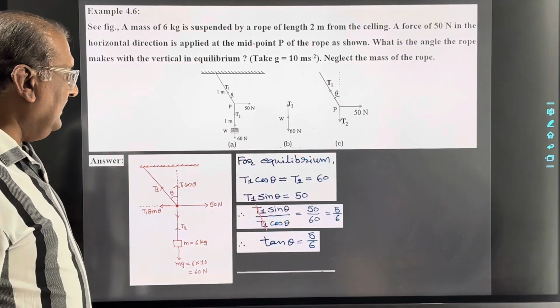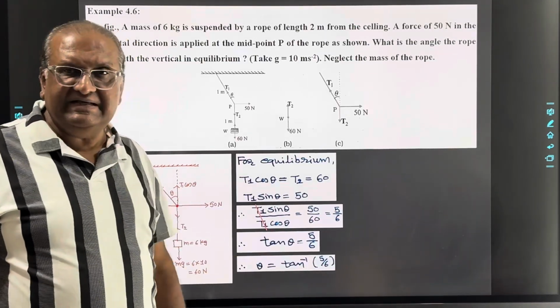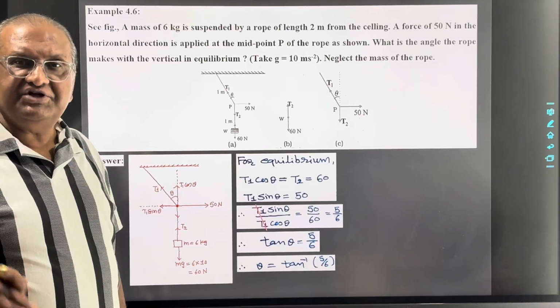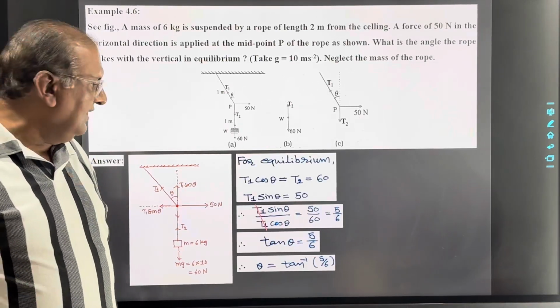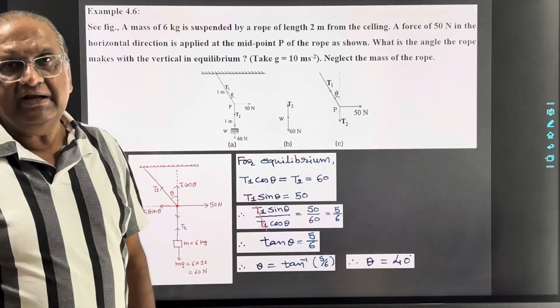Now if we find out theta, that is tan inverse 5 by 6, in the table of natural tangent in log table, then we will get theta equal to 40 degree. Clear?